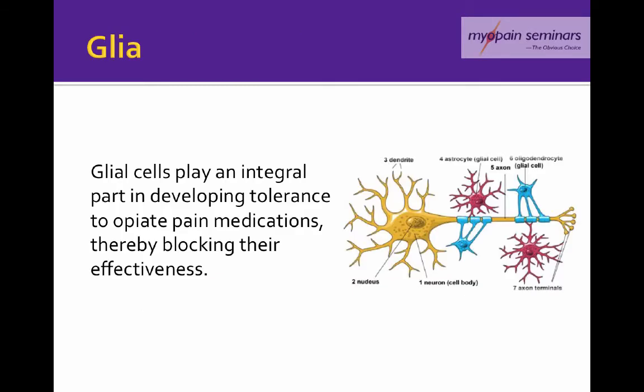Again, we do not expect you to remember all these details, but you should know that glia cells are the driving force behind these neuronal pain issues that we have discussed. Glia cells can also play an integral role in developing tolerance to opioid pain medications, thereby blocking their effectiveness. So sometimes if people don't understand why opioids no longer work, it could be because of glia cells.